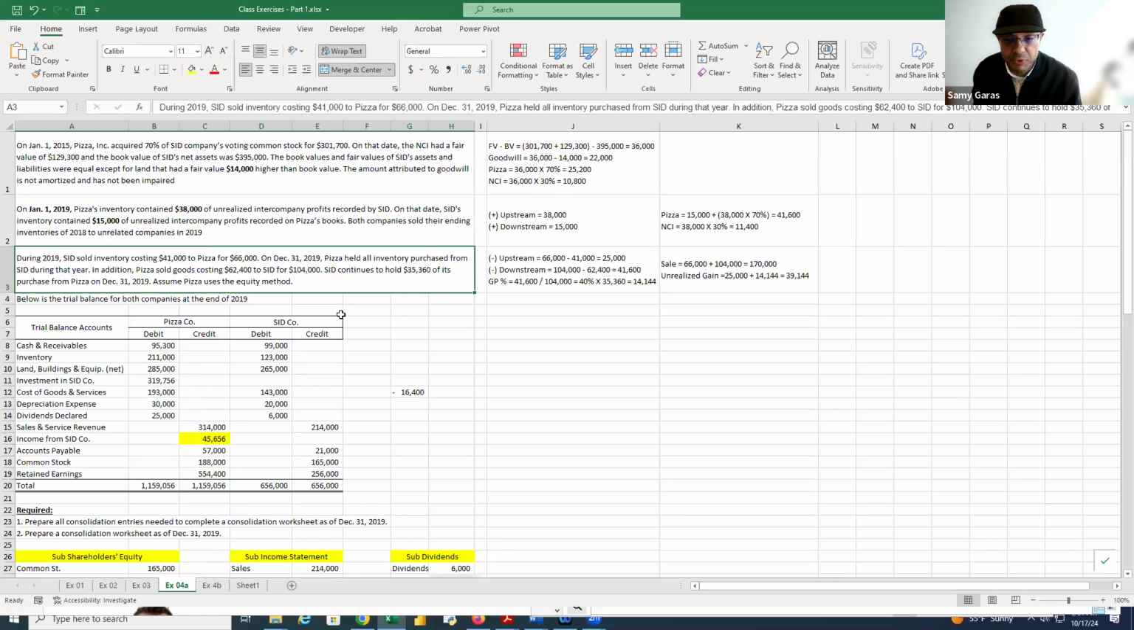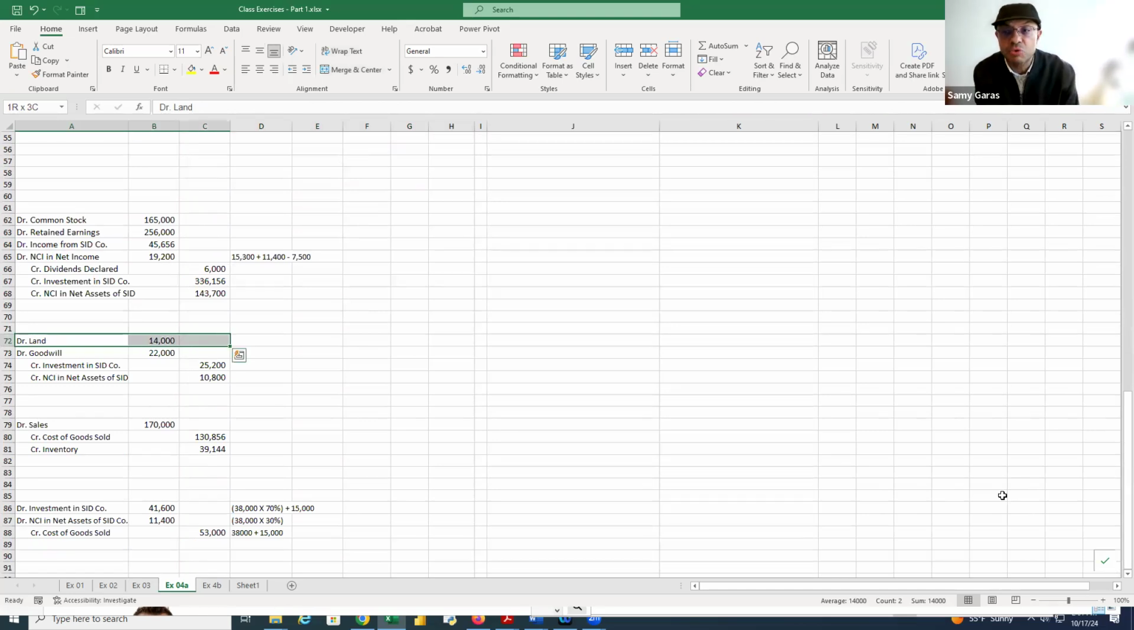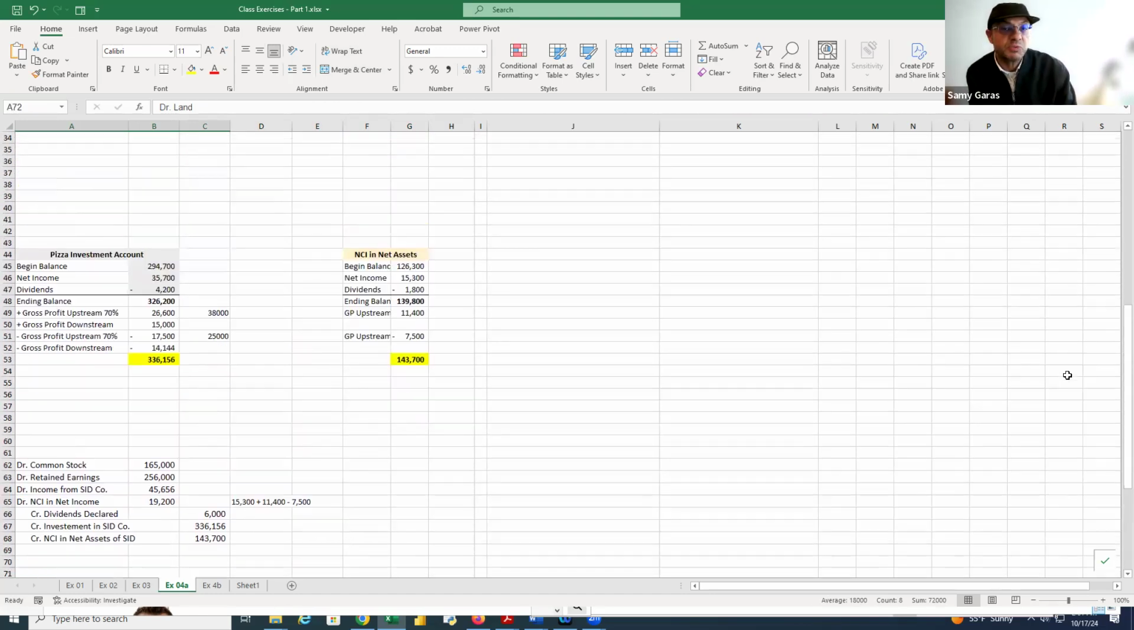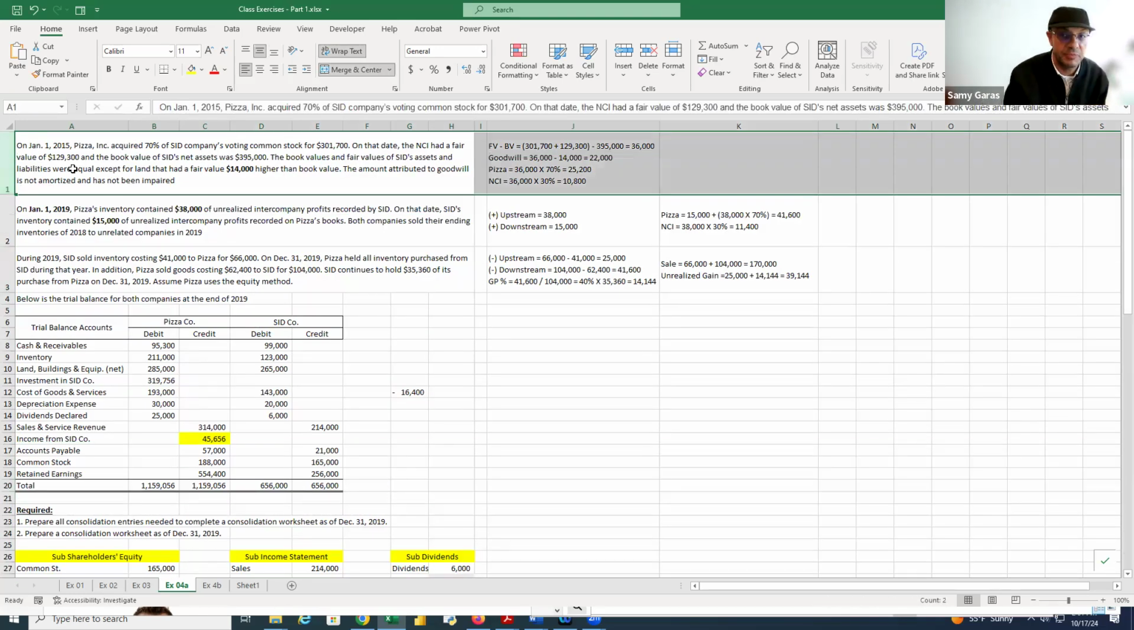And this is what I'm going to put here later on, by the way, in my journal entries. I will say debit land, debit goodwill, credit investment, credit NCI, by 70% and 30%. So this would be the first part in the example that happened in 2015.